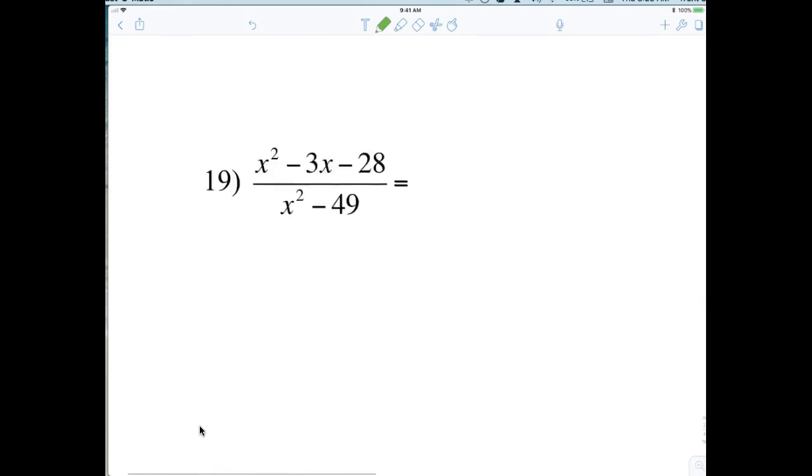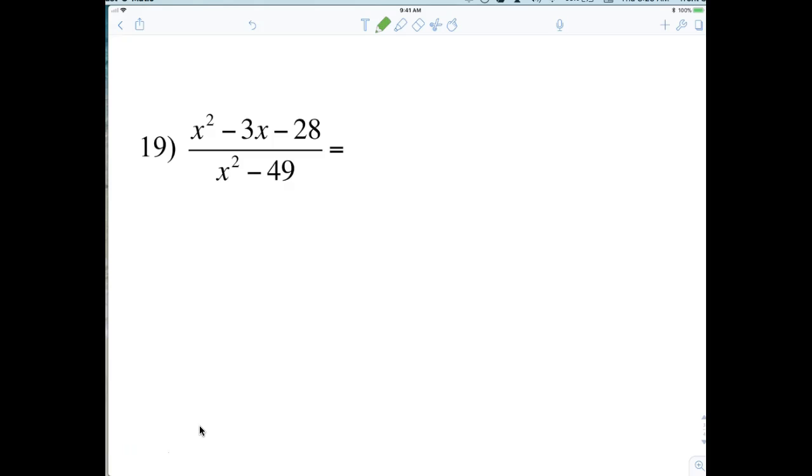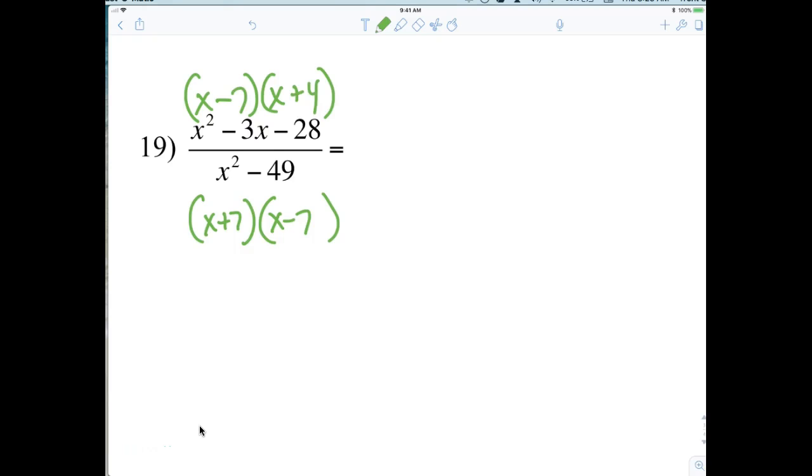All right, here we go. 19. Now, which one's the easiest one to factor? The bottom is x plus 7 and x minus 7. Now, on the top, it's not hard anyway. Right? x and x, but we want it to be negative, so it's probably negative 7, correct? So it'd be negative 7 and positive 4. What happens to the 2 x minus 7's? So you're left with x plus 4 over x plus 7.